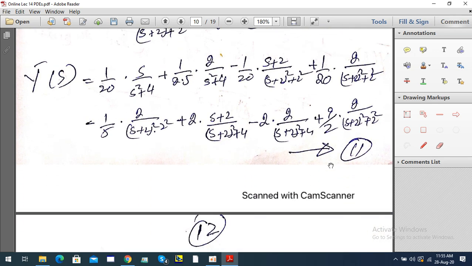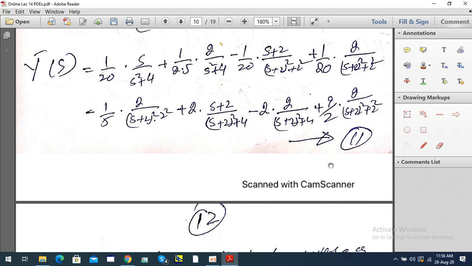Now these take the shape of formulae. Now we can apply the Laplace inverse. Before, it was not ready to apply the Laplace inverse transform.